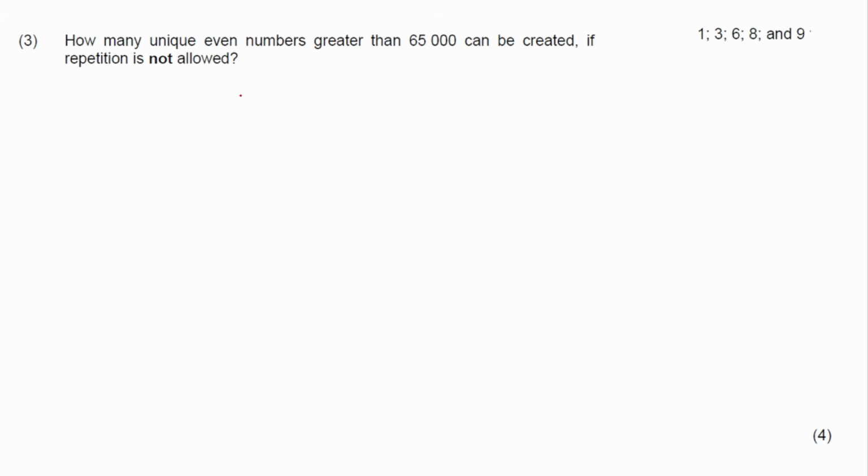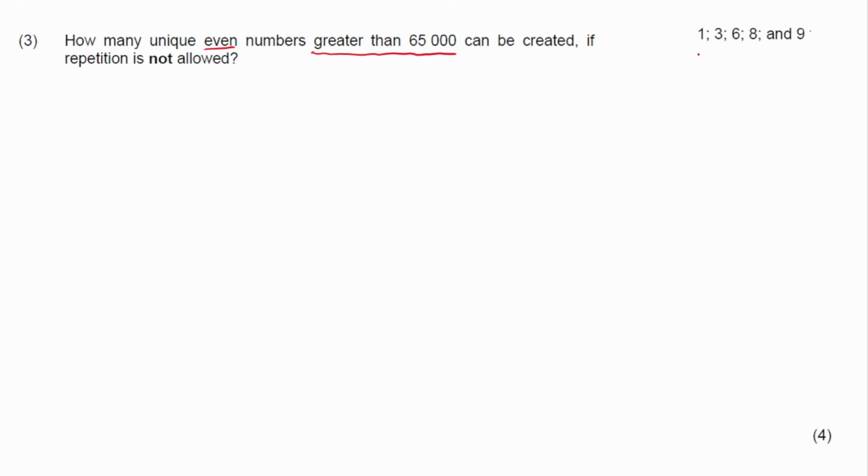Now, we have to create even numbers that are greater than 65,000. And repetition is not allowed again. So I've put our options here on the top right. These are numbers we're working with. And the numbers have to be even and greater than 65,000. So let's just talk about even numbers. Even numbers end with 0, 2, 4, 6, and 8. So we have to end with one of those.